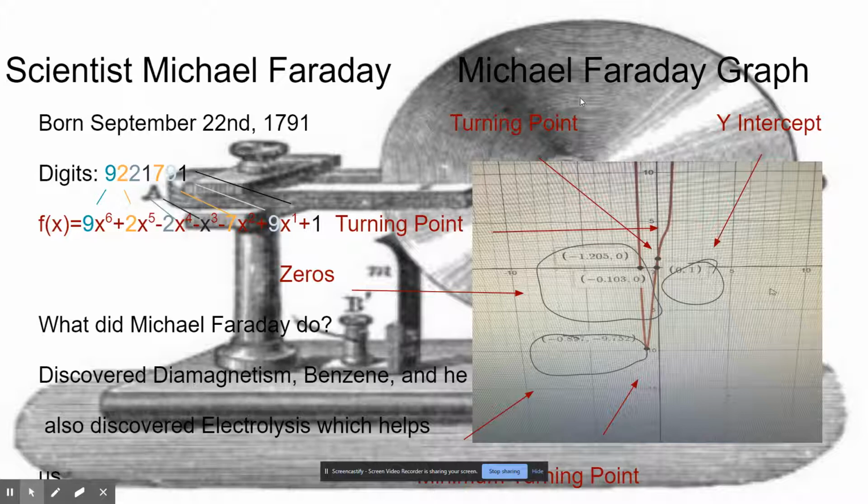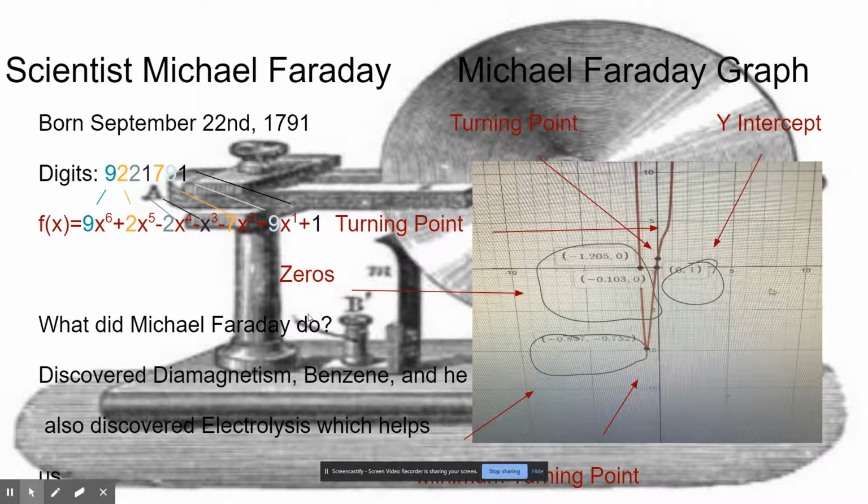The digits I managed to obtain from his birthday would be 9 for his birth month, 2 and 2 for his birthday, and 1791 for his birth year, giving me f of x equals 9x to the 6th power plus 2x to the 5th power minus 2x to the 4th power minus x to the 3rd power minus 7x to the 2nd power plus 9x to the 1st power plus 1.